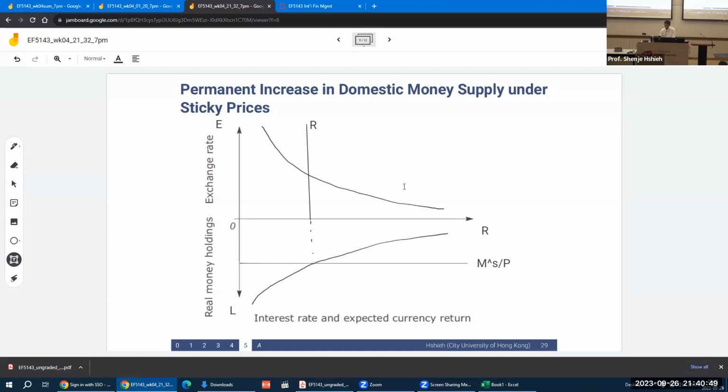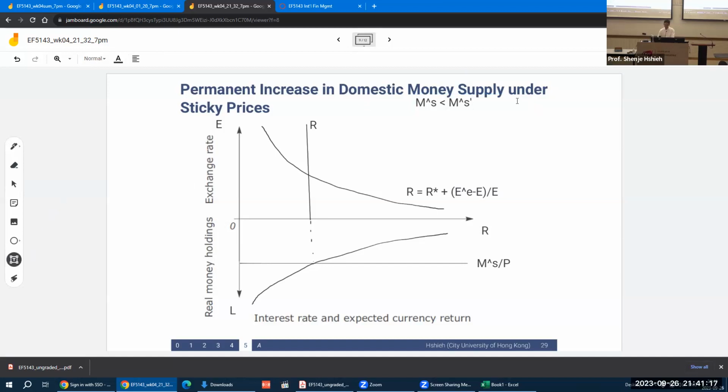Yes, and UIP, let me write that out. R star plus E hat E minus E over E. Right, that's the setup. Now we are doing a permanent increase in money supply. So two things have to happen. First thing we already know from our previous examples, MS increases to MS prime, right?